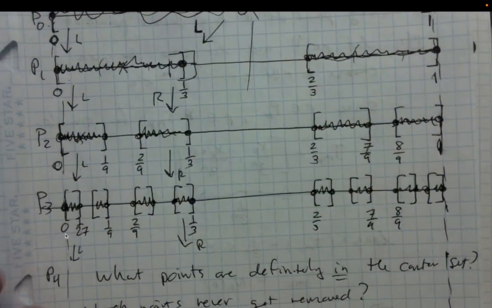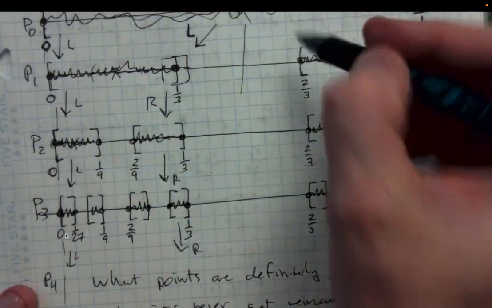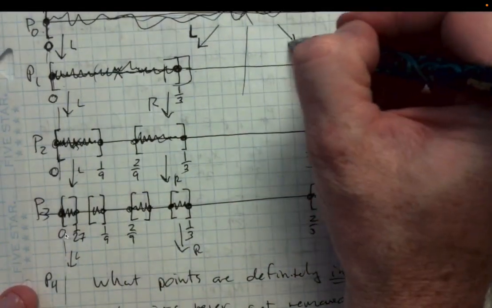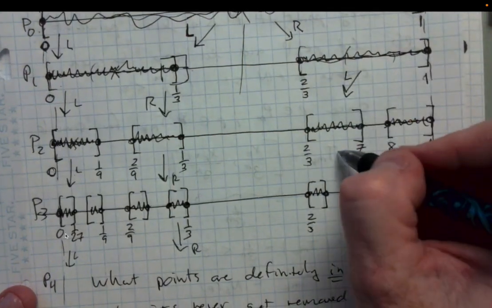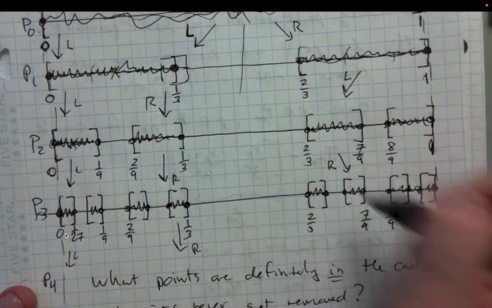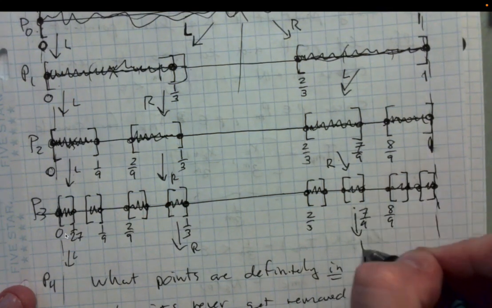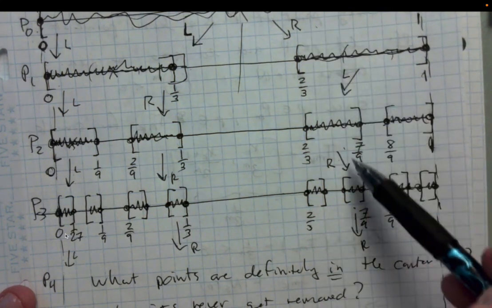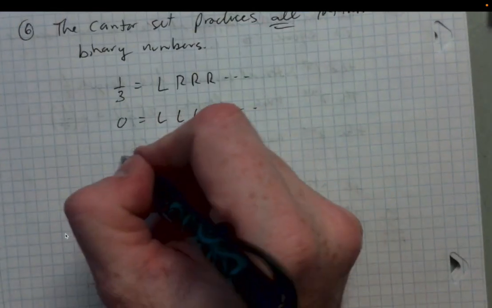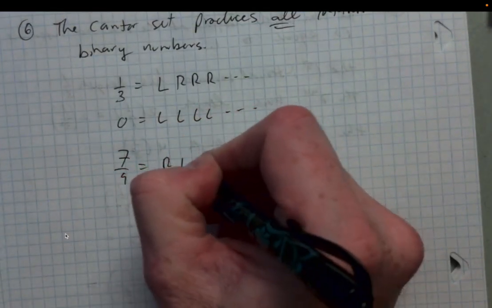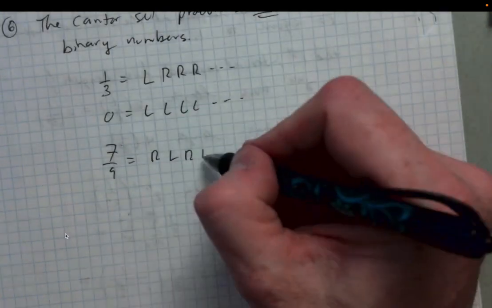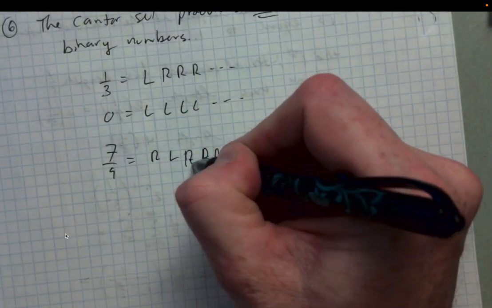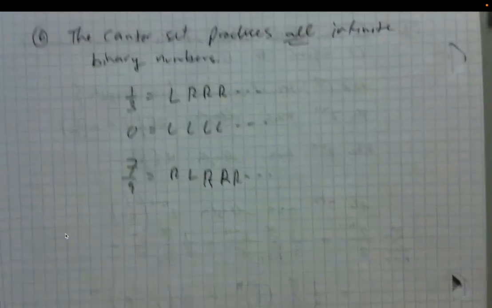What about the number, we'll say, 7/9? Well, to get to 7/9, I go right, and then I go left, and then I go right, and then I stay right, don't I? So it's right, left, right, right, right to infinity. So that would be 7/9. Right, so you see how these are built up.